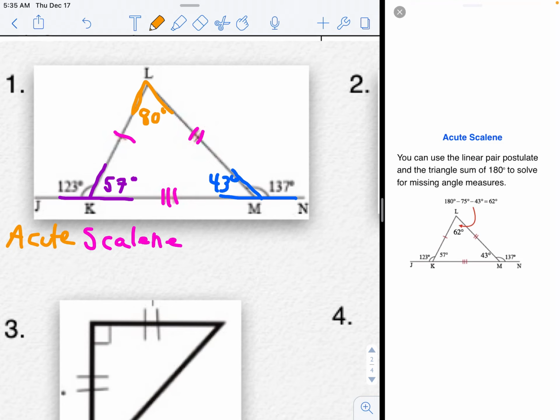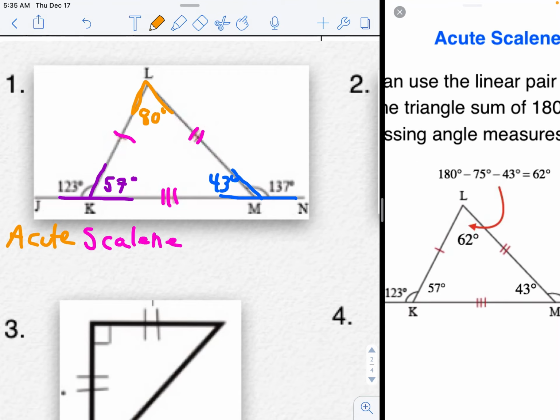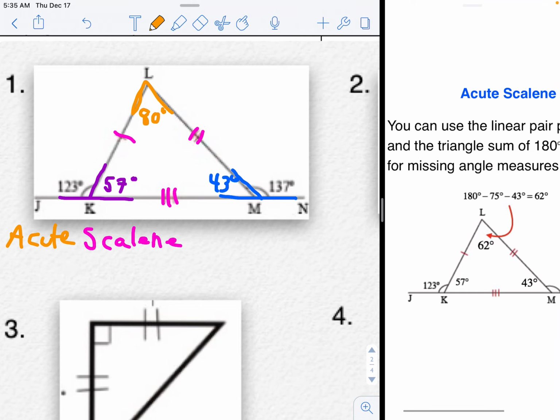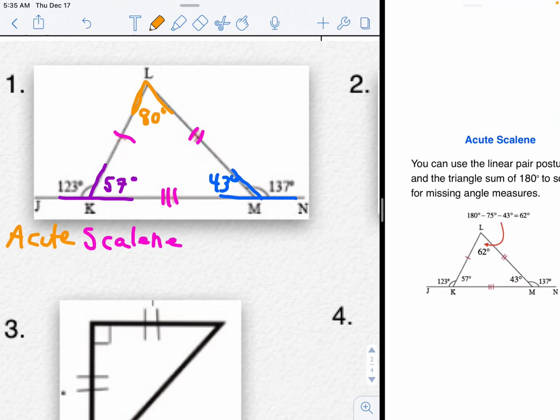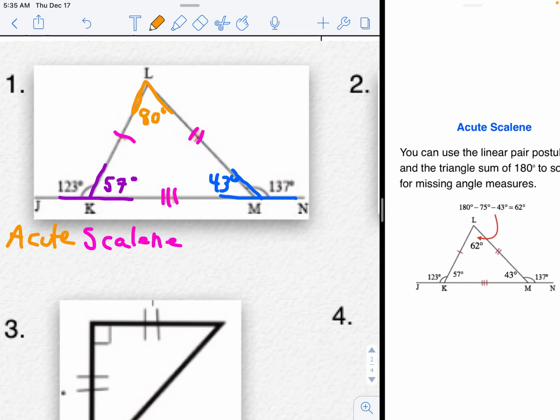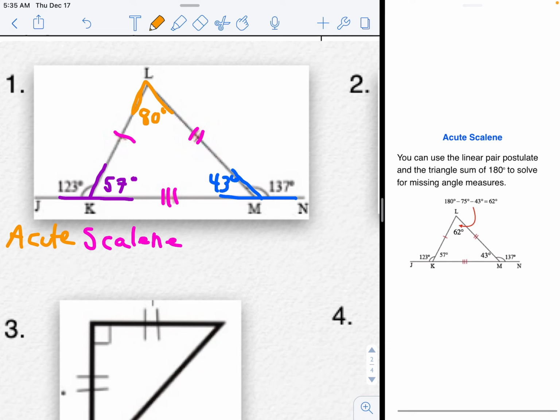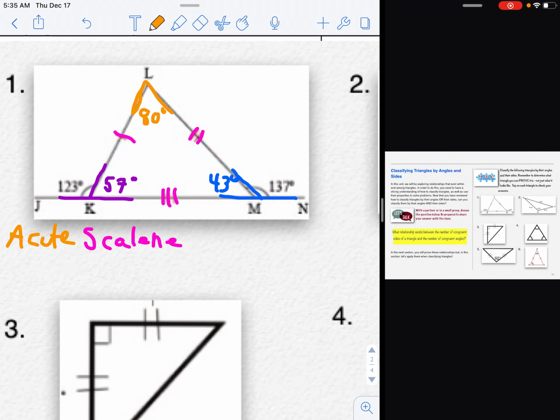What? Oh, there's a typo in this iBook. Whoever put this 57, that should be 75. I know you can't see where I'm pointing, but anyways, that doesn't make any sense. Typo in the iBook, but acute scalene nonetheless, all right? Whoever did the math in this, typo.